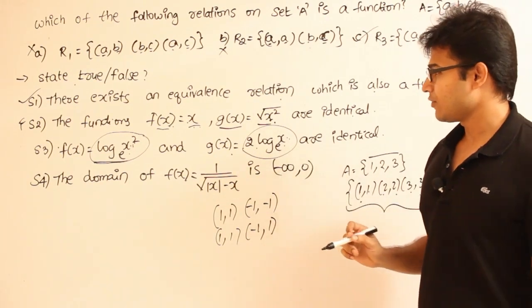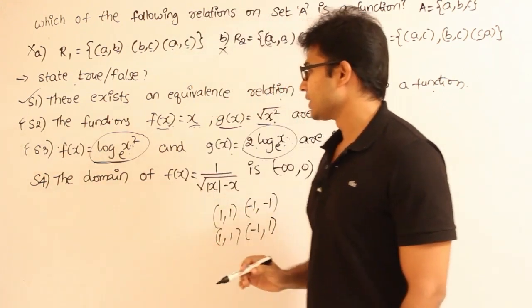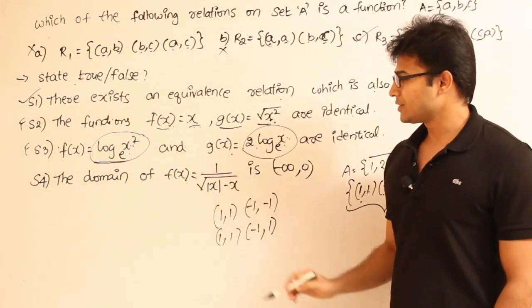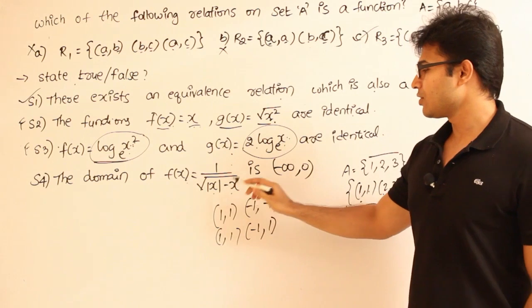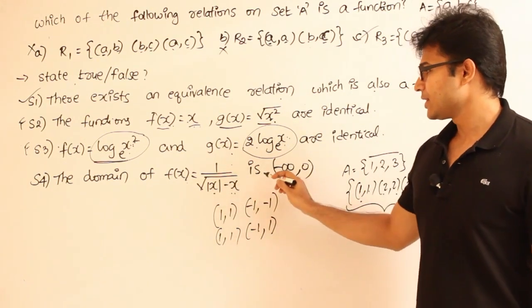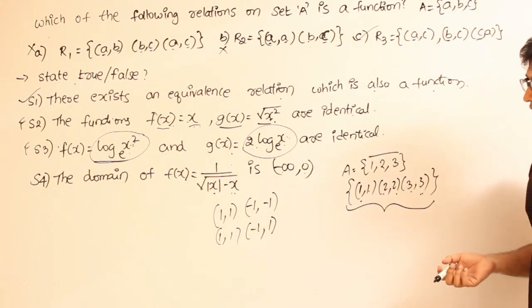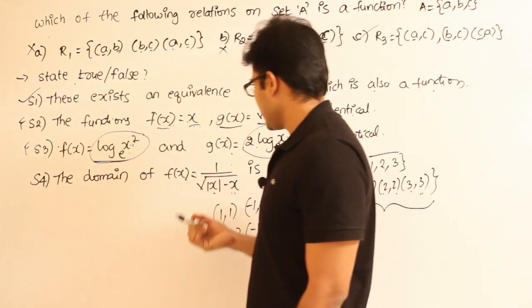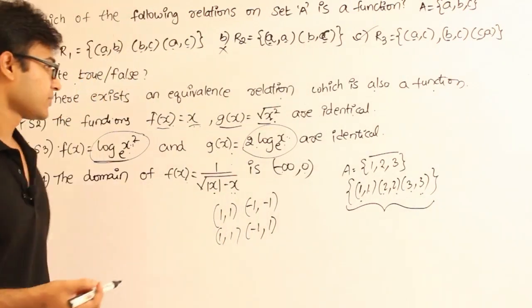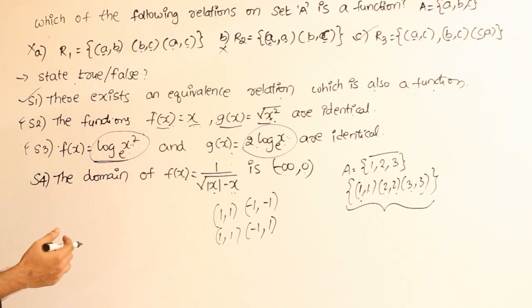Therefore these two are not identical, it is false. Now look at this one. The domain of the function f of x equal to 1 by square root of mod x minus x is minus infinity to 0. So they are saying that this function will accept only negative numbers. Let's analyze that. What happens?